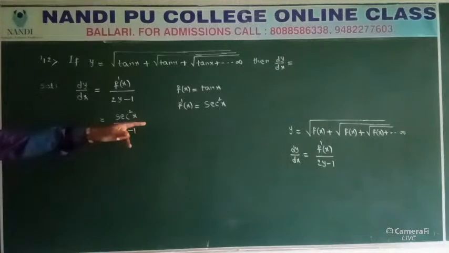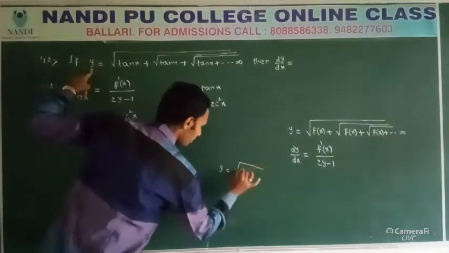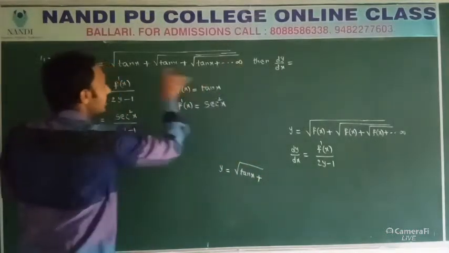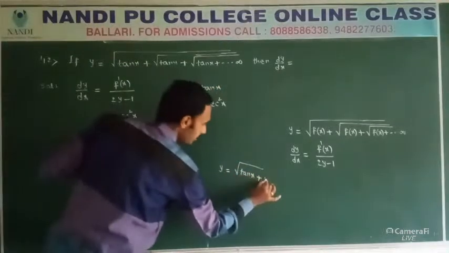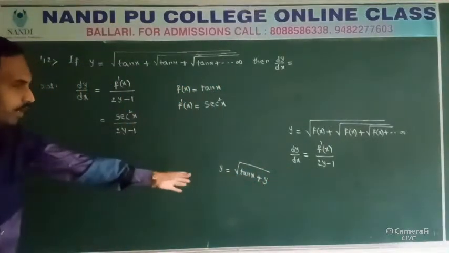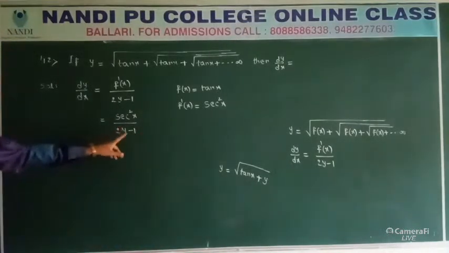Suppose you have forgotten the formula, you can use the method: y is equal to root of tan x plus the remaining, all denoted by y. That means y is root of tan x plus root of tan x plus root of tan x. Square on both sides, take y terms to one side, differentiate, and you will get the same answer. Okay, write it.